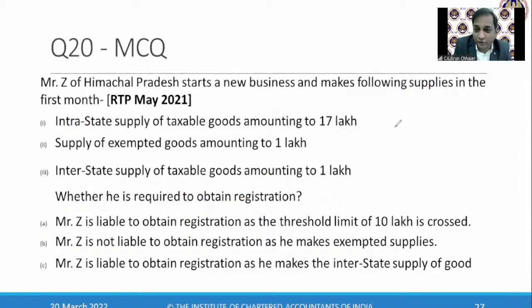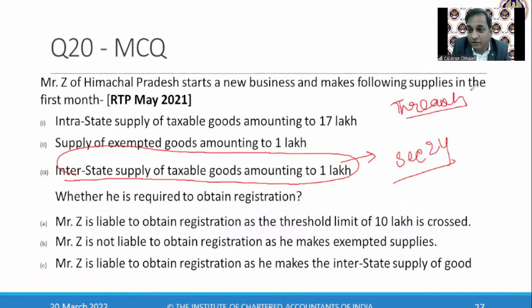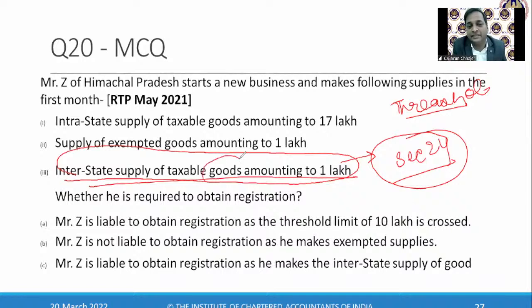First tell me, do you need to bother about the threshold limit in this example? Sir, interstate taxable supplies of the goods. Once this line is there, once they are talking about section 24, I am less bothered about the threshold limit, because they are covering the example in one of the situations. If I am making interstate supply of taxable goods, I have to take compulsory registration. The right answer is C.